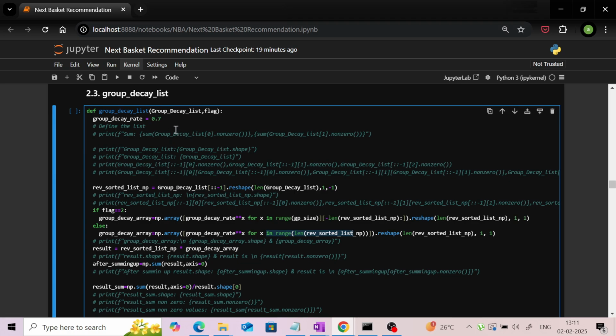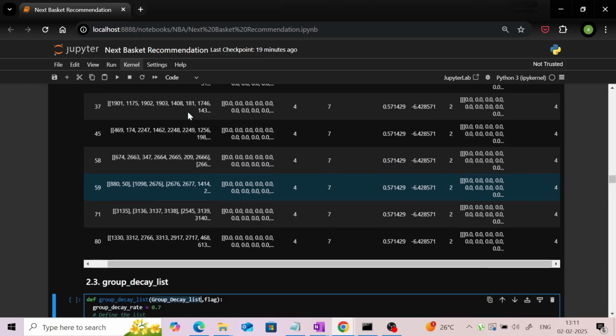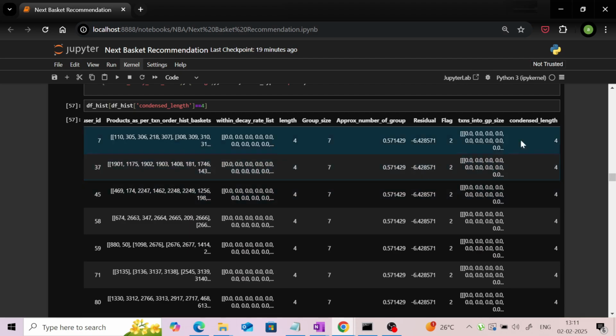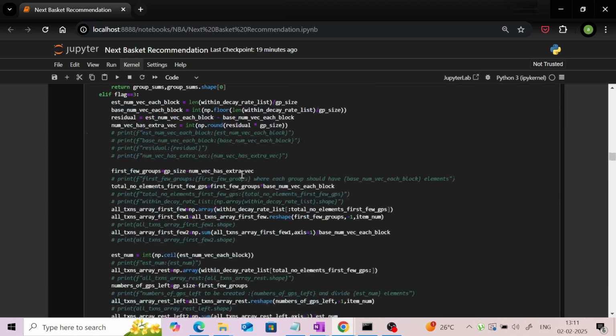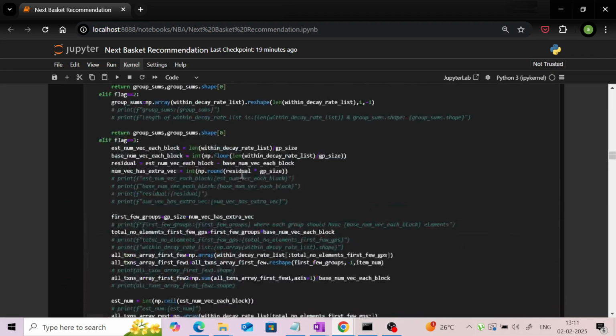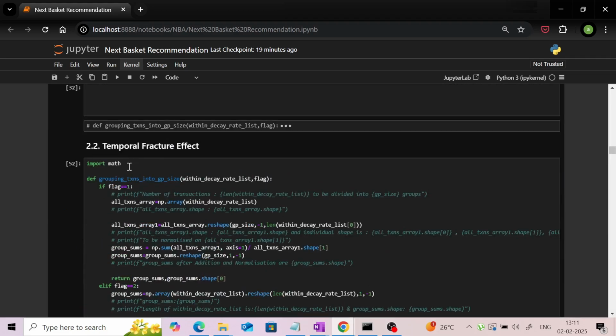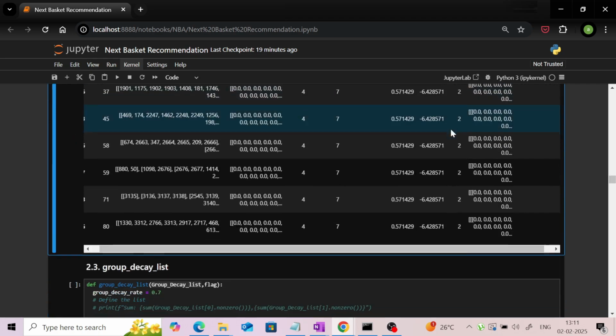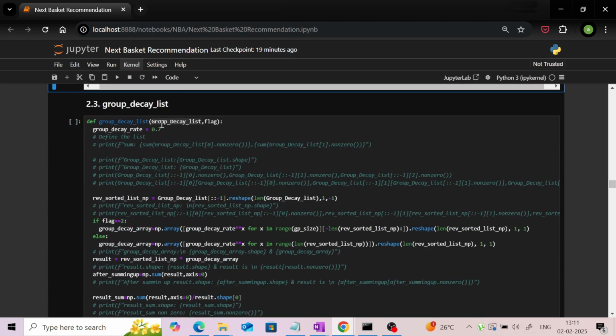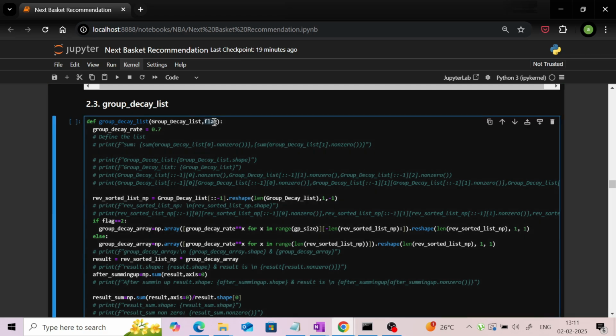If you see over here, we are creating a new function known as group decay list, and it is accepting two parameters: one is the flag value and the other is the group decay list. The group decay list is what we are getting from the output of this particular function, grouping transactions into group size. So all the 7 groups that we created need to be passed into this function, along with the flag value.